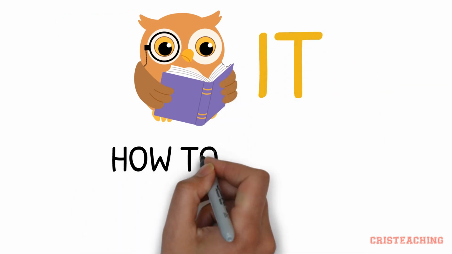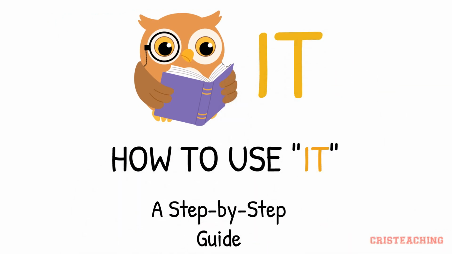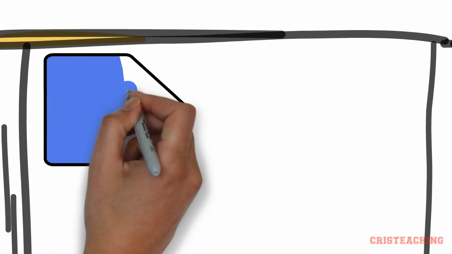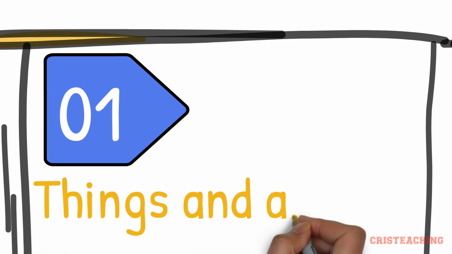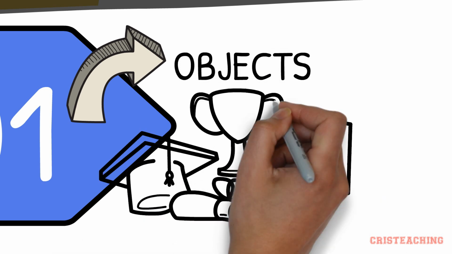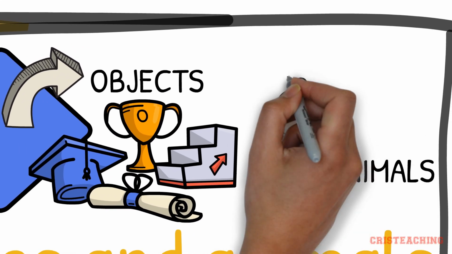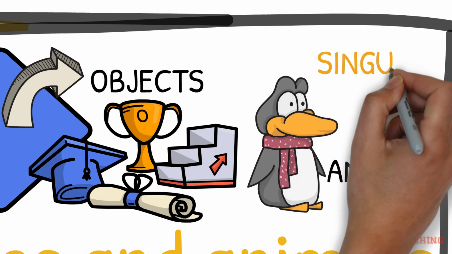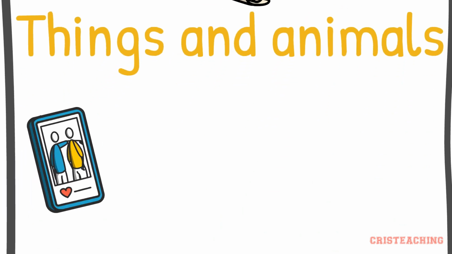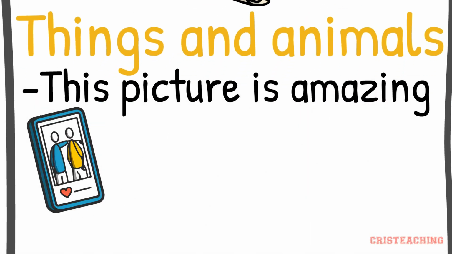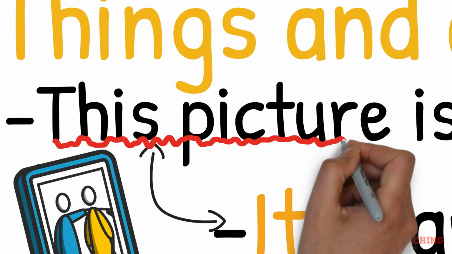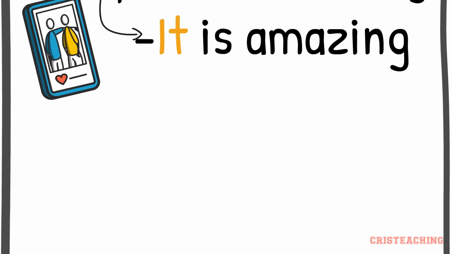How to use "it." This time I am going to explain how you should use it, step by step. First, you must understand that we use it to talk about things and animals. Yes, objects and animals. But be careful, because we do this when we speak about them in singular. This picture is amazing. Yes, you can say "this picture is amazing," or you can say "it is amazing."